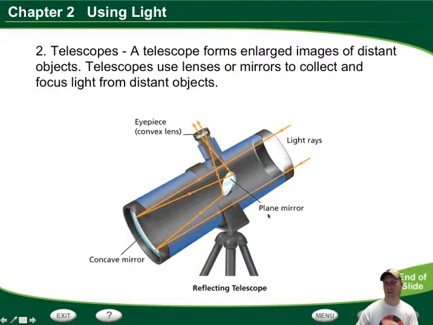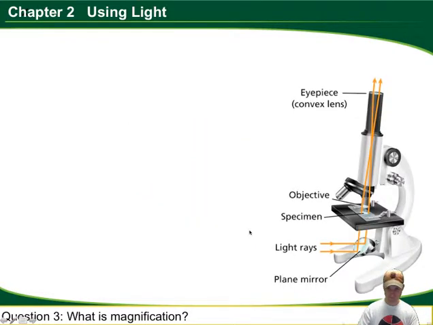Reflecting telescopes, instead of refracting the light or using lenses, do as they say, they use mirrors. So they'll have a big concave mirror at the back, and an opening at the front. The light hits the concave mirror and then gets reflected off of a plane mirror and through a convex lens, which allows us to see objects in the distance much closer.